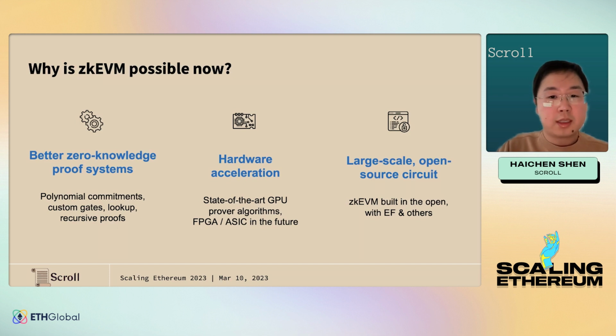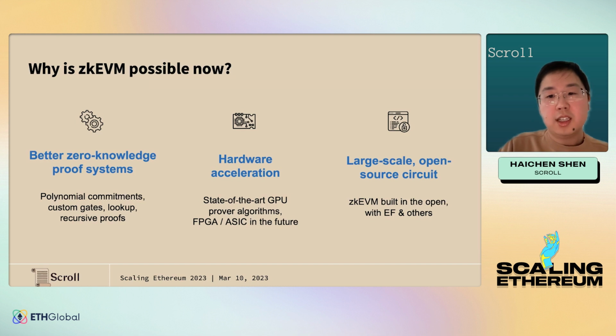We now have more and more state-of-the-art GPU proving algorithms, and we are also expecting FPGA, ASIC, and other zk accelerator solutions in the future that can further bring down the cost of generating a zk proof.